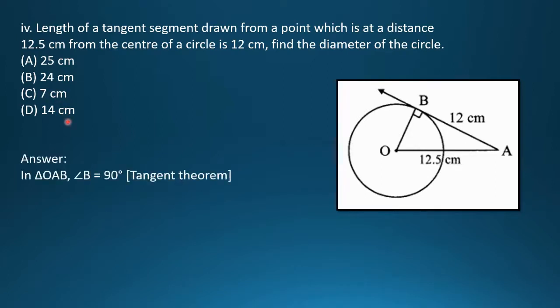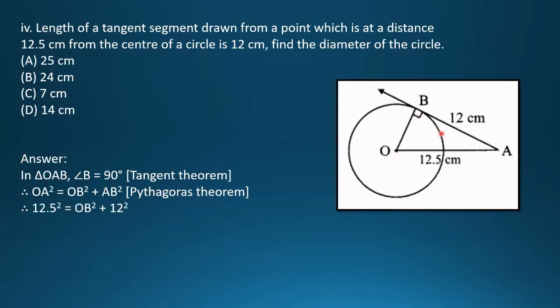Let's start with the solution. If you see triangle OAB, angle B is 90 degrees because the radius is perpendicular to the tangent by the tangent theorem. So we'll use the Pythagoras theorem that says OA square will be equal to OB square plus AB square. OA is 12.5, which is given in the question. OB, that is the radius of the circle, we have to find out, and eventually using the radius we'll find the diameter. AB is 12 centimeters, also given in the question.